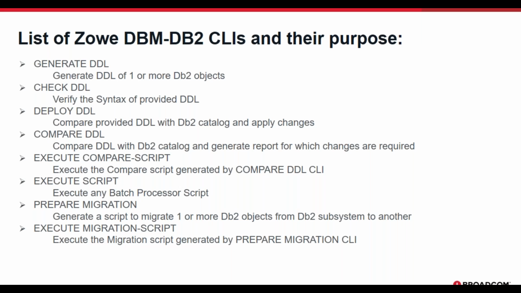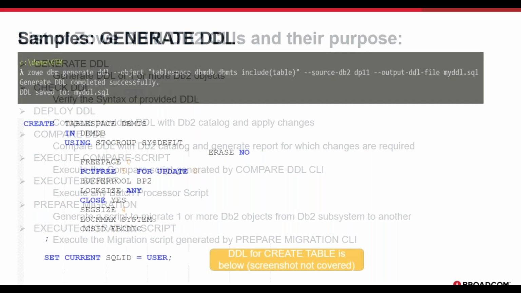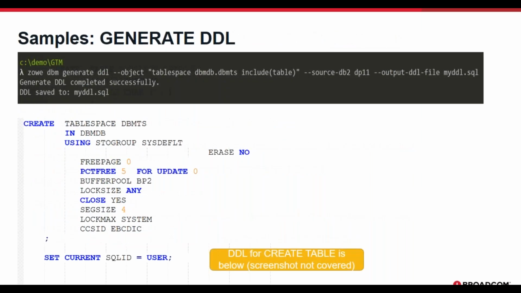So if we could go to the next page. This is a sample screenshot that has been provided for you. You could see in the second line of the screenshot the Zowe DBM generate DDL. The user is trying to generate the DDL for a table space. That's the object type, by the way, and the table space name is dbm-db.dbmts.